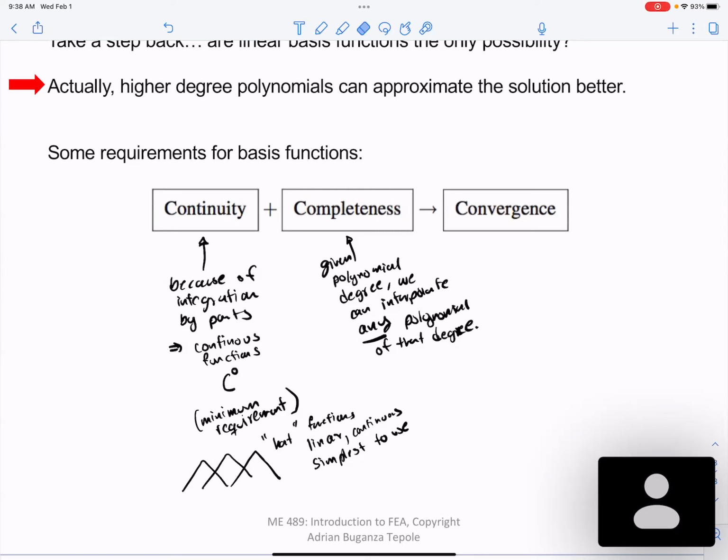If you do that, so if you satisfy both the continuity and the completeness, then you're guaranteed to have convergence in the finite element solution. Convergence in the sense of, as you refine the mesh, your solution stops changing. So this convergence means, we'll do that for the next Abacus lab. As you refine the mesh, solution stops changing.